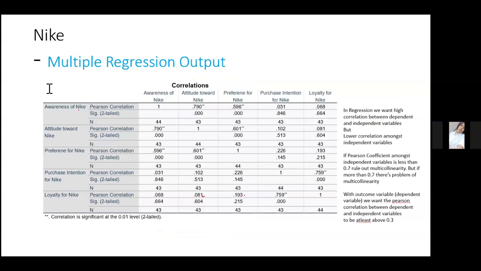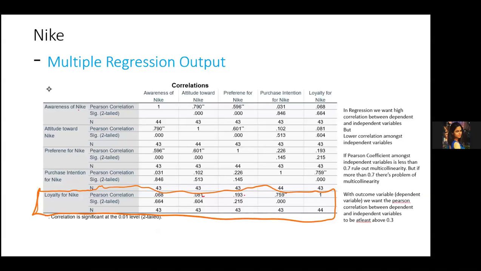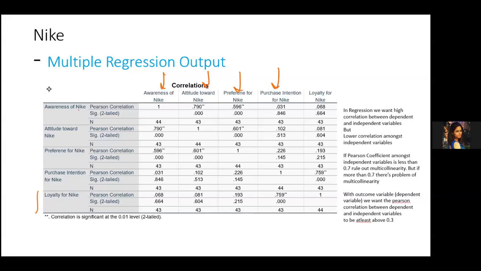Okay. And can you tell me what is the correlation? Loyalty for Nike is my dependent variable. Loyalty for Nike का सबसे high correlation कौन से independent variable के साथ है? What is the value? So these are the independent variables, and you have to check loyalty for Nike. कौन से? Purchase intention. Yes, that is 0.759, so high.